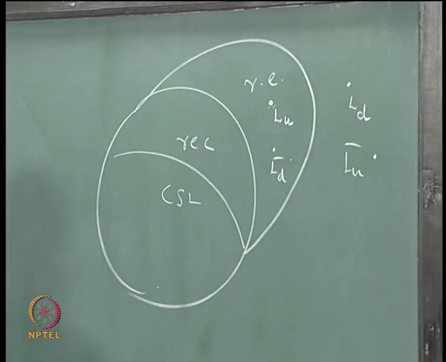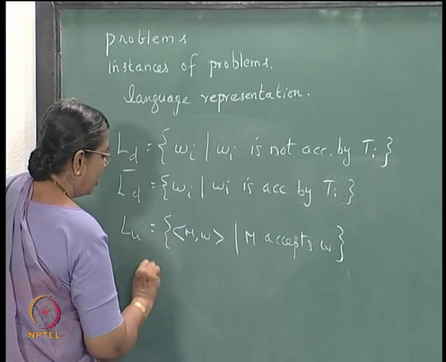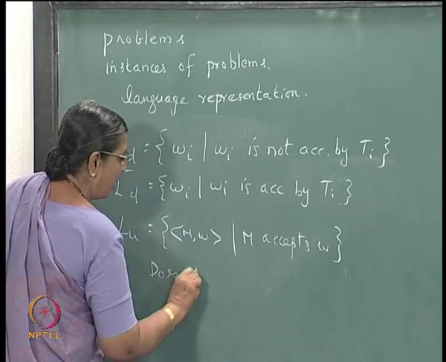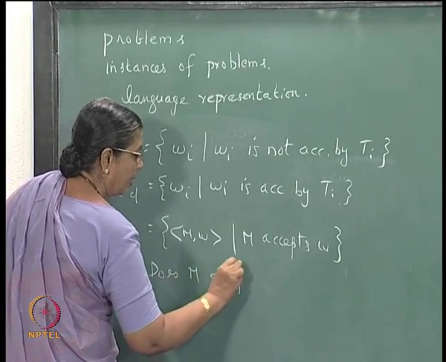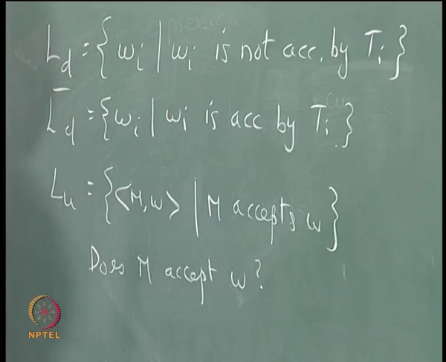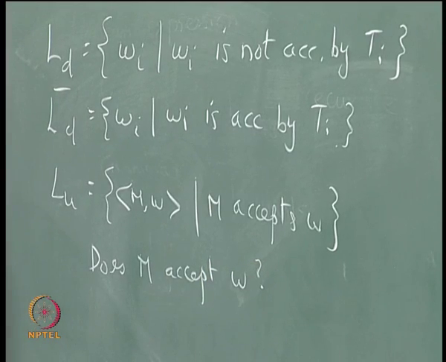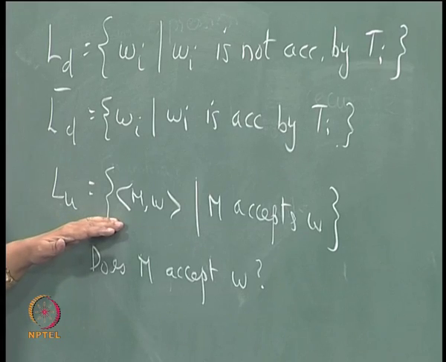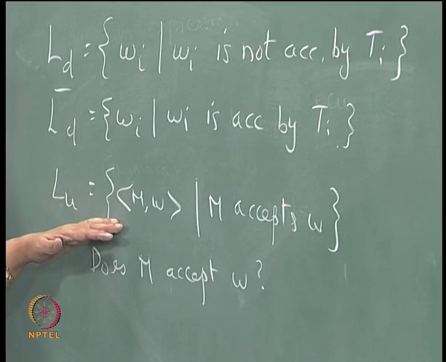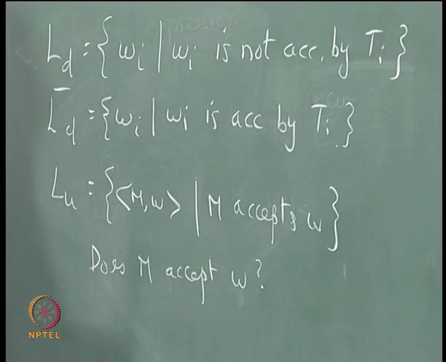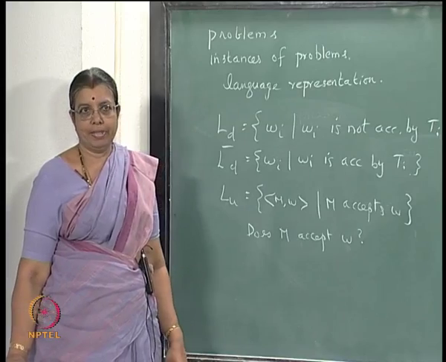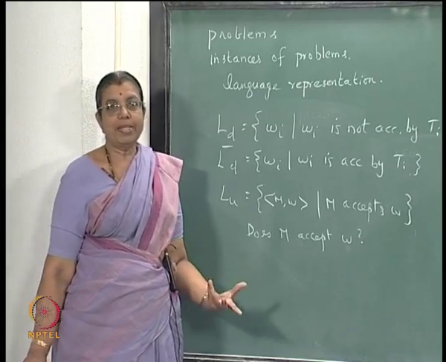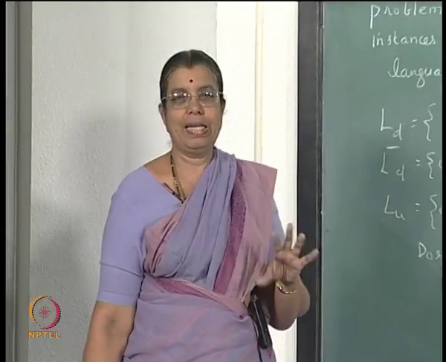So, the corresponding problem for LU is, does M accept W? This is the problem. The language representation is this. This problem, does M accept W, is undecidable. The halting problem is, does M halt on W? A slight difference is there. This is M accepts W.